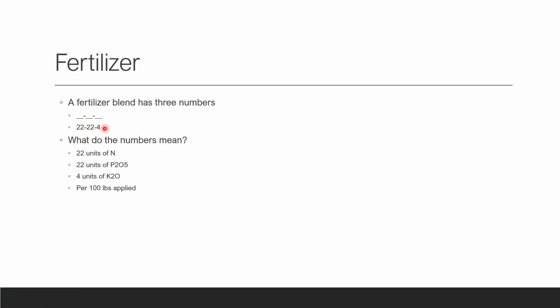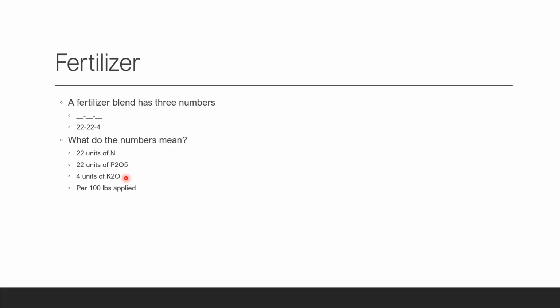22-22-4. So how we read that is there's 22 units of nitrogen, or the form of nitrogen that they use. There's 22 units of phosphate in the form of diammonium phosphate, and there's 4 units of K2O, which would be potash as the fertilizer. We look at them as units. We can also look at them as a percentage as well.